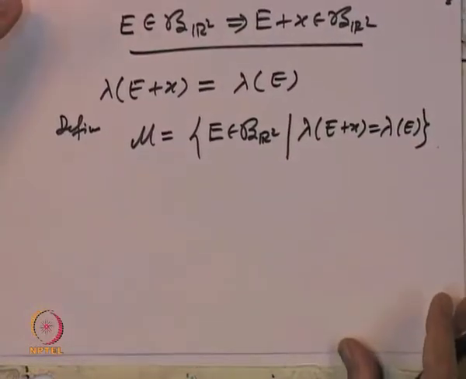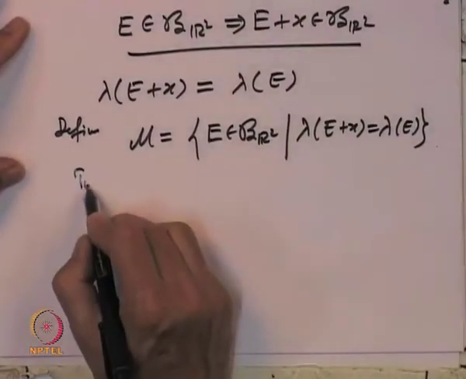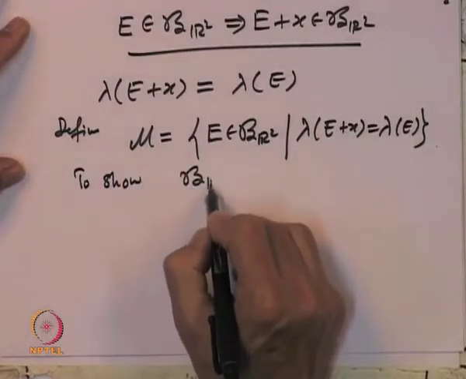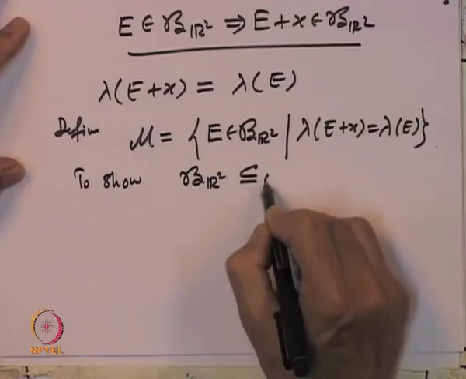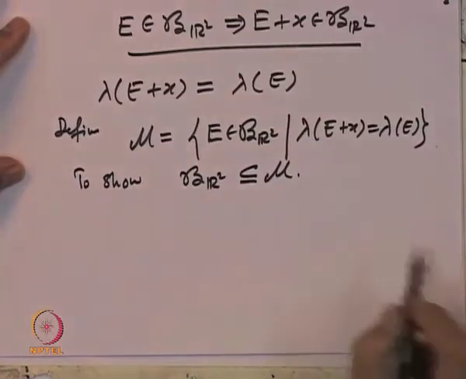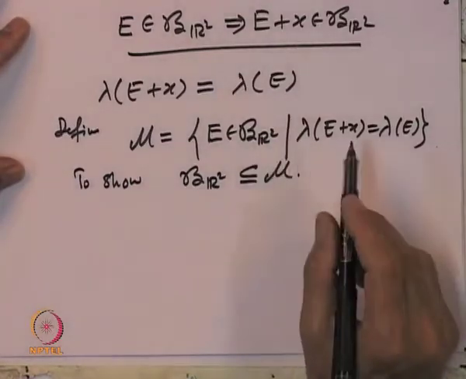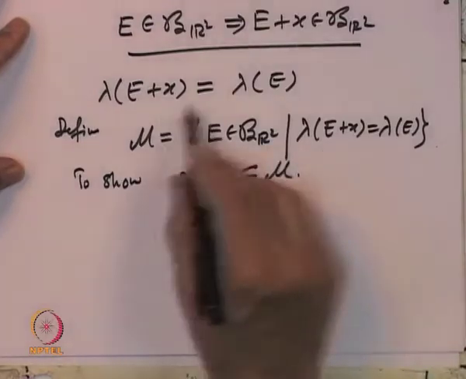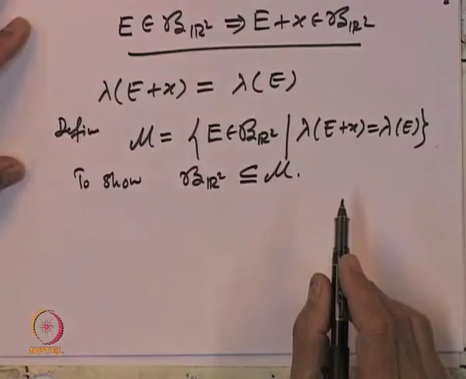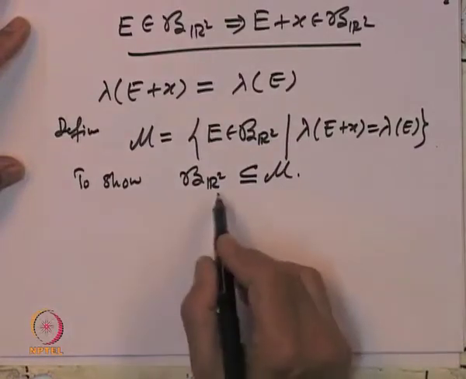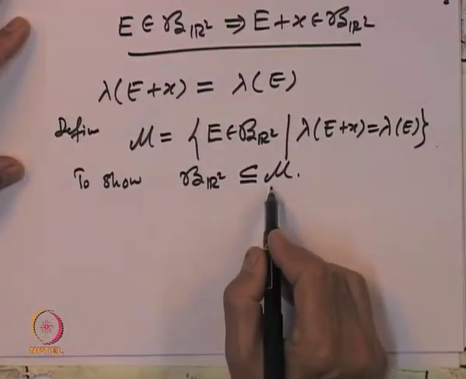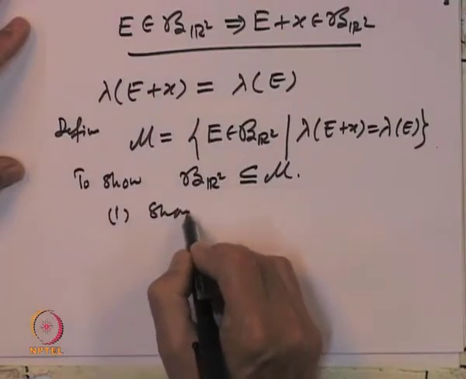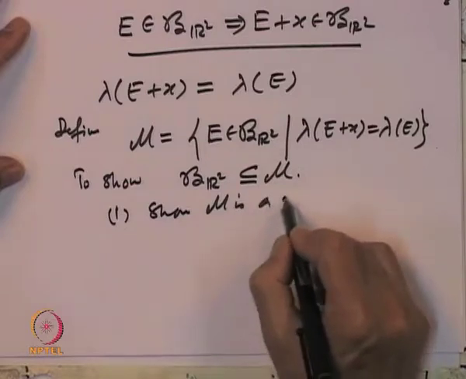So, we want to show that B R 2 is inside M, because M is already a subset of B R 2. That will prove that M is equal to B R 2, and hence this property will hold for all subsets of B R 2. Now, to show this, the technique is the monotone class theorem. So, 1, show M is a monotone class.